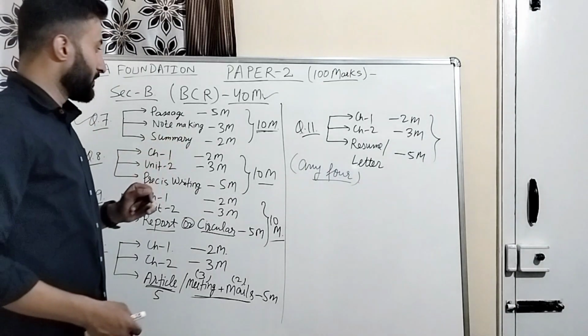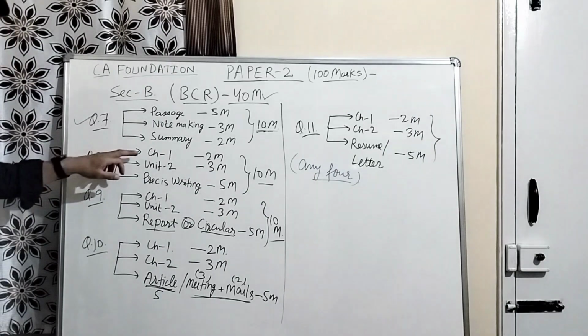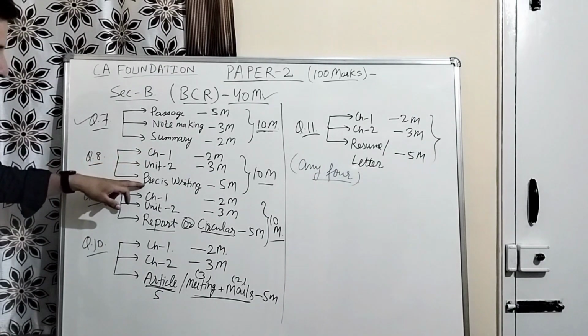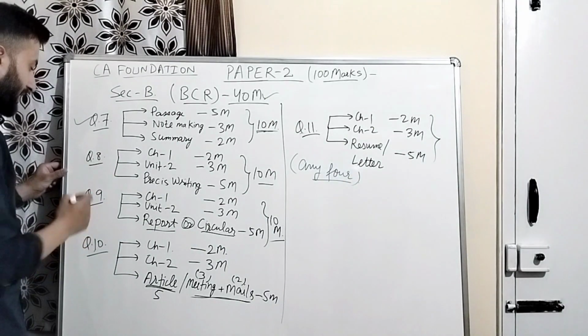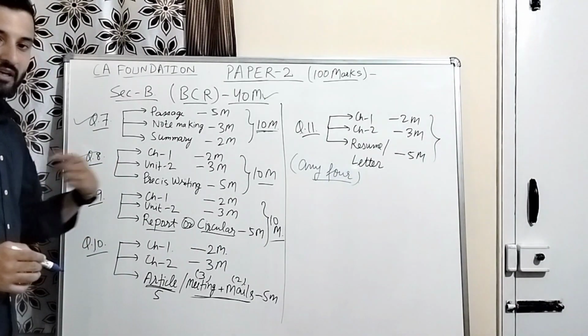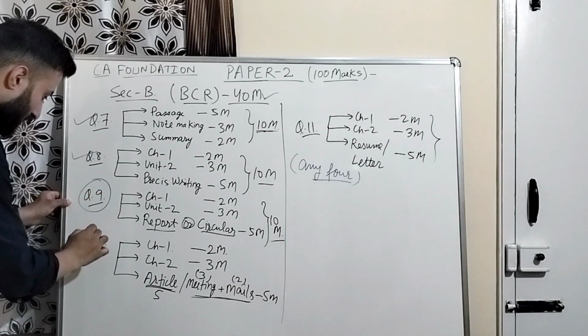That is very easy. Now coming to question number 8. Chapter number 1, unit 2, process writing. So this they will ask in question number 8. So question number 8 also I will tell you to do. Now question number 9 and question number 10.